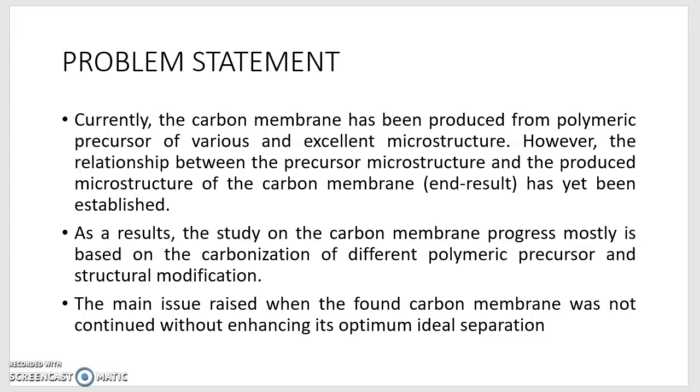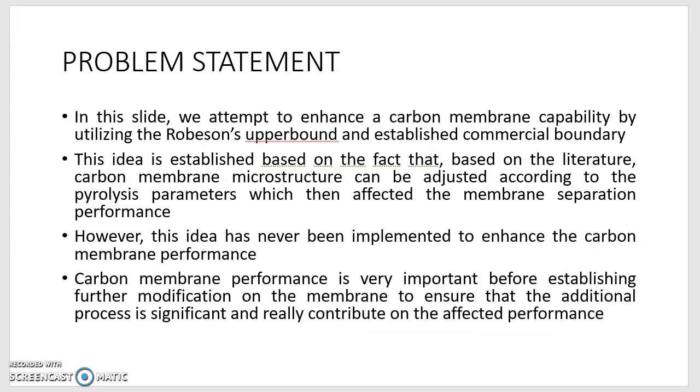As a result, many precursors have been found that can be turned into carbon membranes. However, the relationship between precursor microstructure and the microstructure of carbon membrane has not yet been established, and the carbon membranes produced, unfortunately, were not enhanced to obtain their maximum performance. It is very important to establish their maximum performance so that any modification and additional secondary materials can have significant impact or otherwise. In this slide, we attempt to enhance the carbon membrane capability by using the Robeson's upper bound and the established commercial boundary.